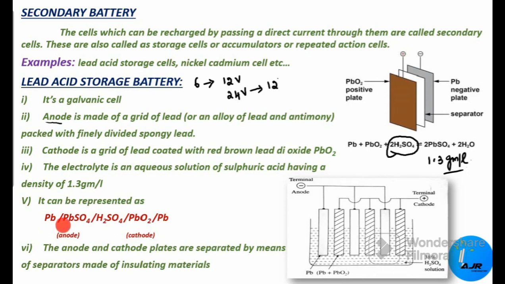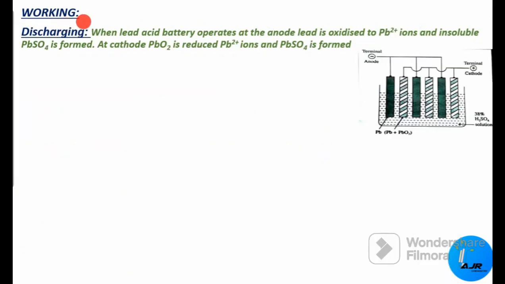So this is the cell representation for the lead acid battery, and this is important. Sometimes you may get this for 2 mark questions even. Now we are moving into the important part of this lead acid storage battery, that is working. Under working we have two sets of reactions: one is discharging and another one is charging. So what happens during discharging? That is when the battery is operating.